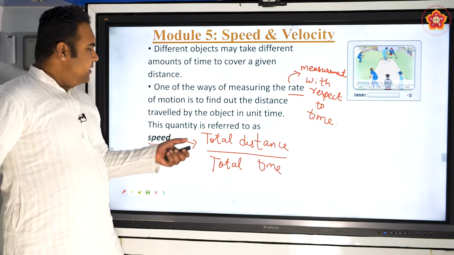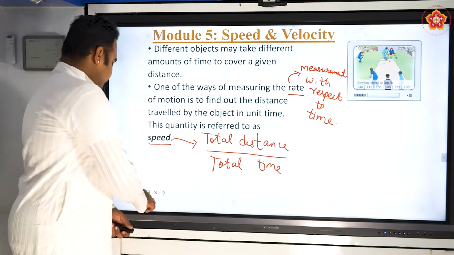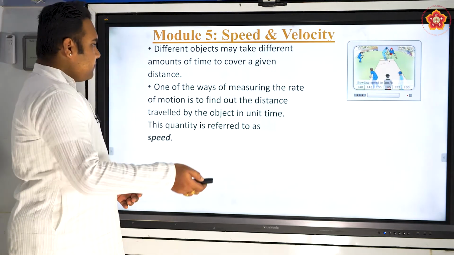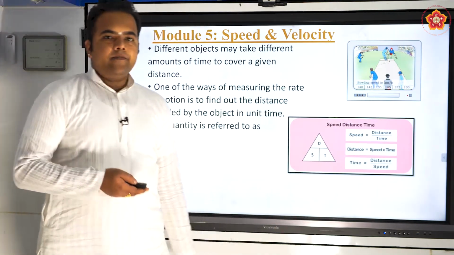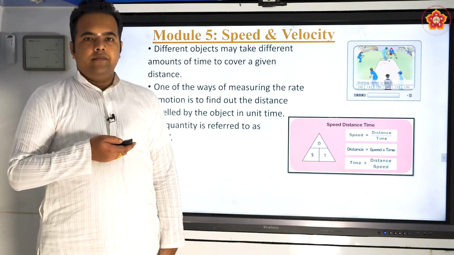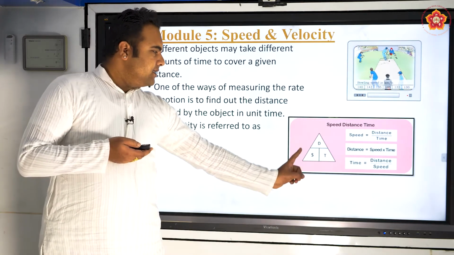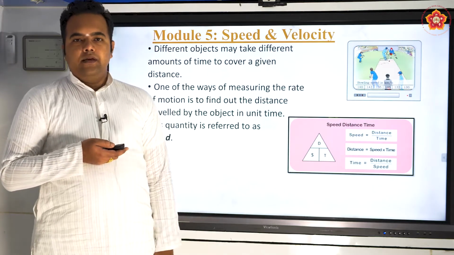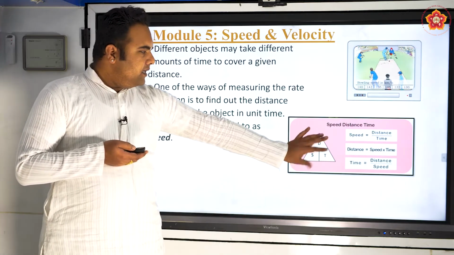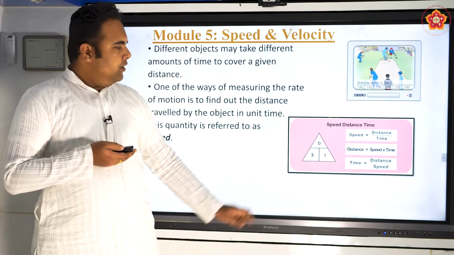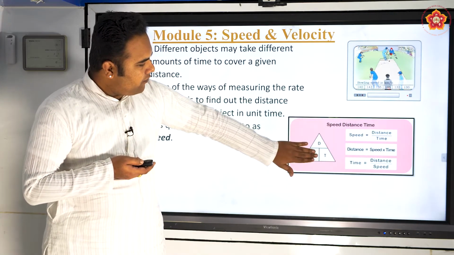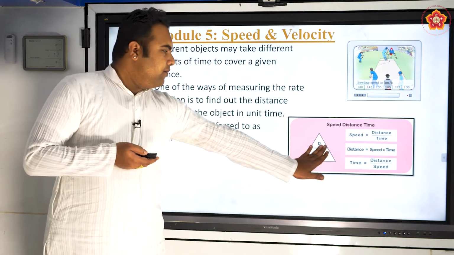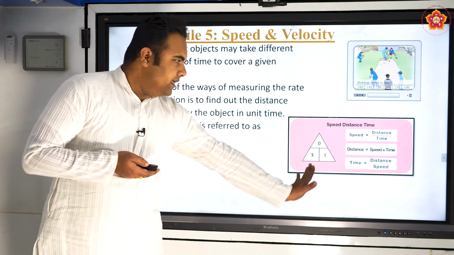Speed is nothing but the distance traveled per unit time. So this is how it is. Speed is distance by time, and there is a mnemonic to remember: the triangle of distance, speed and time. These are not the actual symbols, this is a representative diagram. So distance, if you want to know, it is speed into time. Speed, if you want to know, it is distance by time, or from the equation, time will be distance by speed.